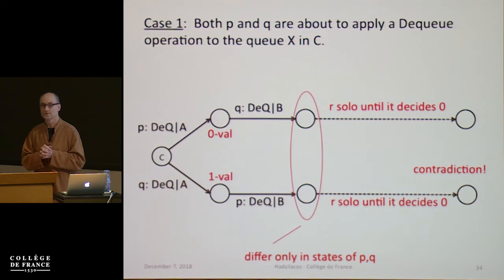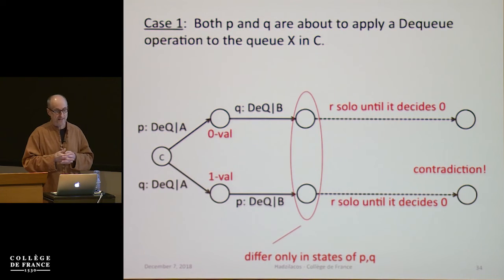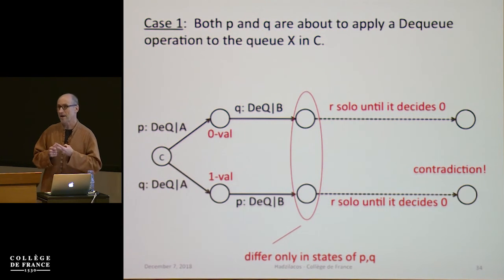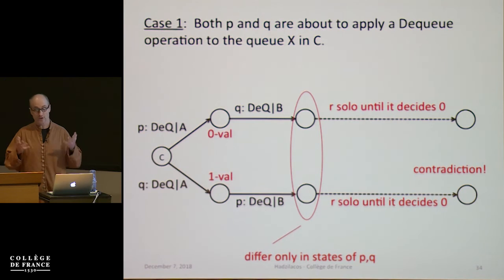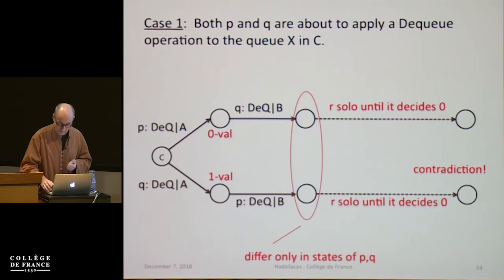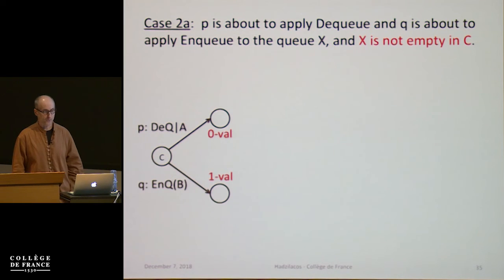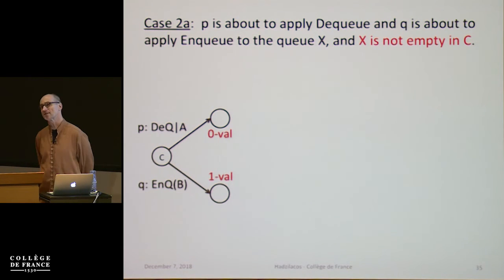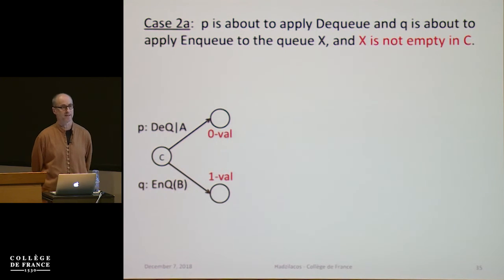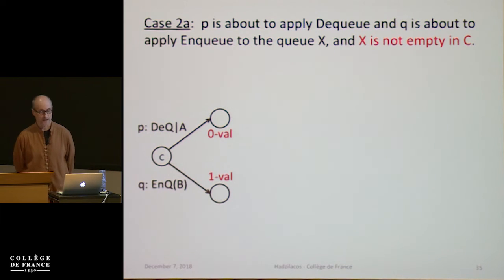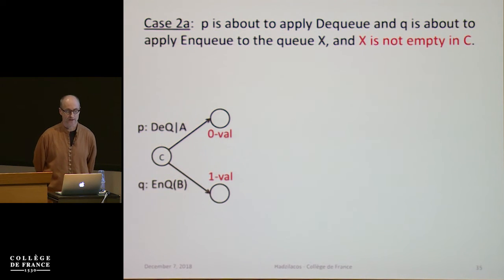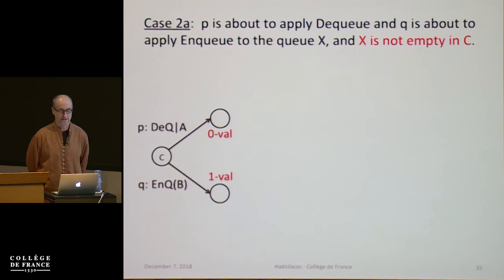So that's bad news. Well, all it means so far is that the two operations that are about to be applied by processes P and Q cannot both be dequeues. Okay? So now we will consider the next case, which is that one process is applying a dequeue and the other process is applying an enqueue operation. Here I have to consider two subcases. You will see why. First, I will consider the case where the queue that they both are about to access is not empty.